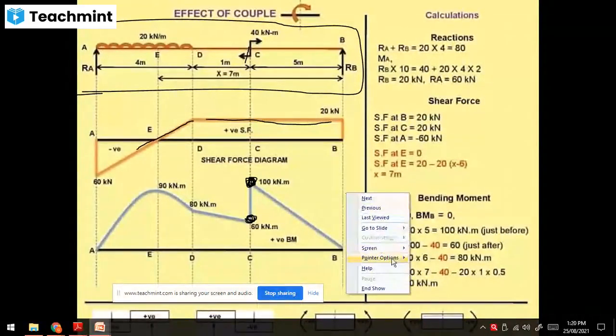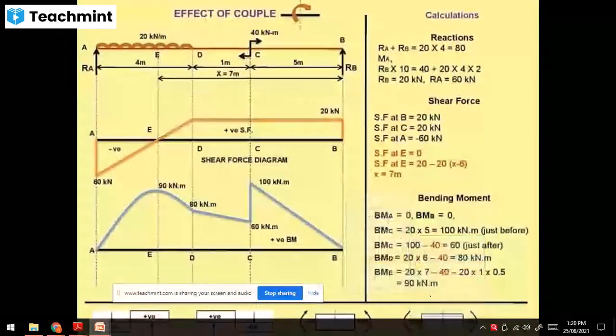The diagram is drawn. The diagram is drawn, all of you.